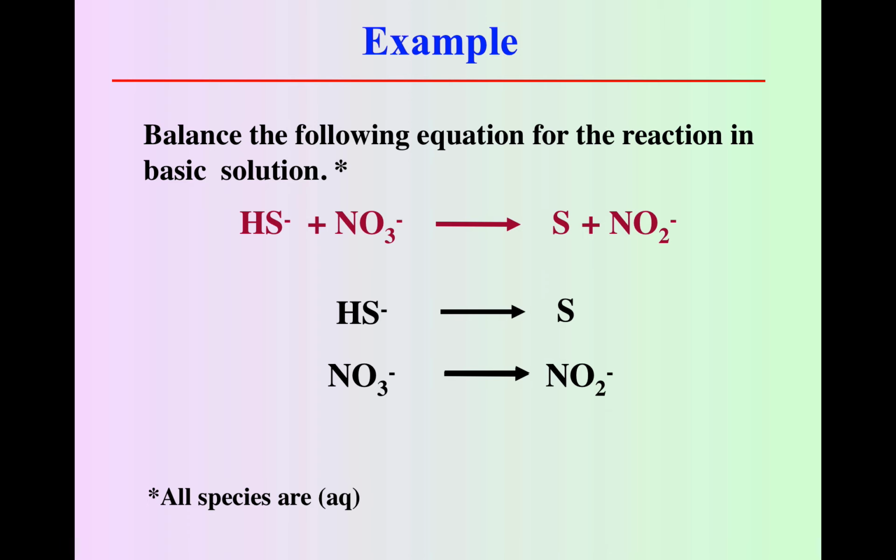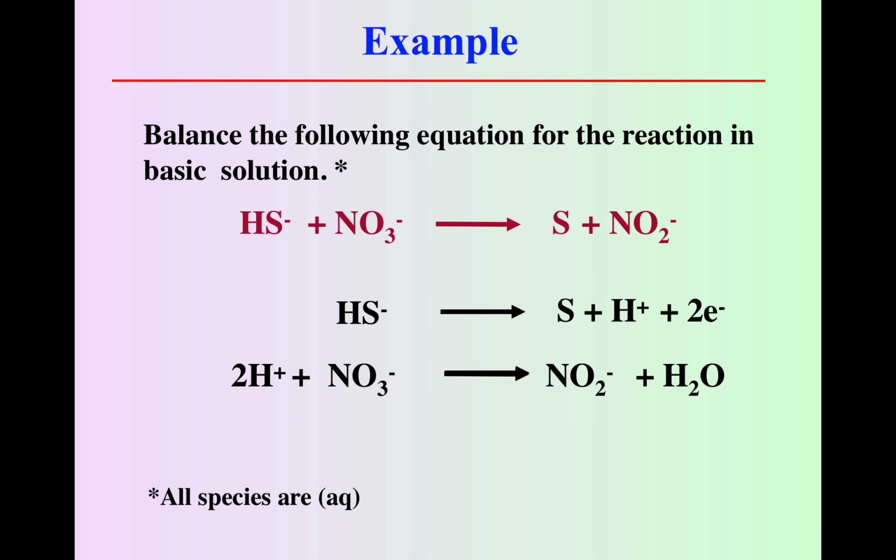So we follow the rules. Balance everything except for O and H, 1 S, 1 S, 1 N, 1 N. Balance the O's by adding waters and adding H pluses if we end up introducing H pluses. Balance the charge by adding electrons, right? So I have a -1 charge on the thiocyanide side, so I'd add 2 electrons to the other side, so I get a -1 on either side.